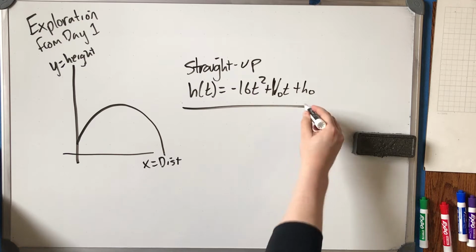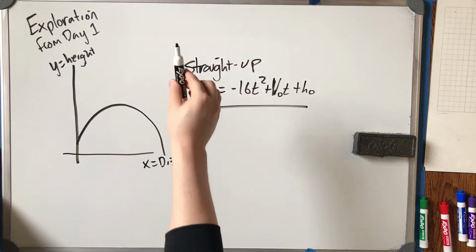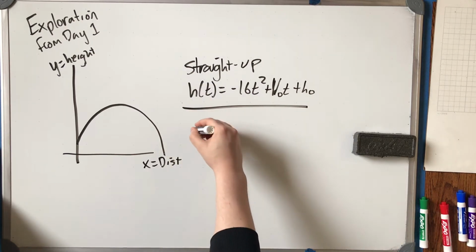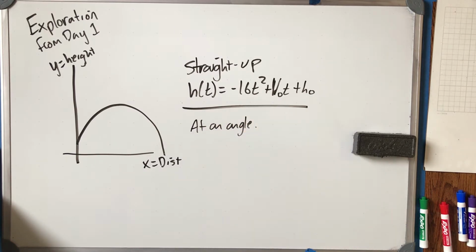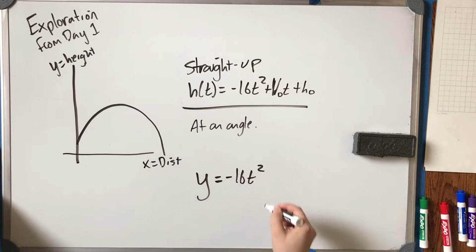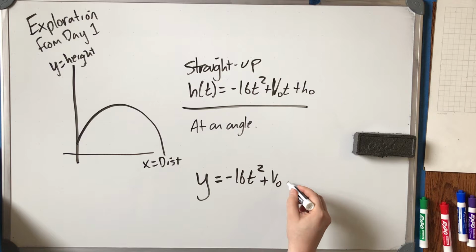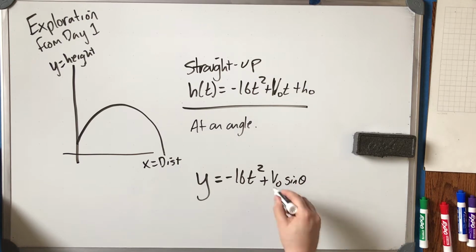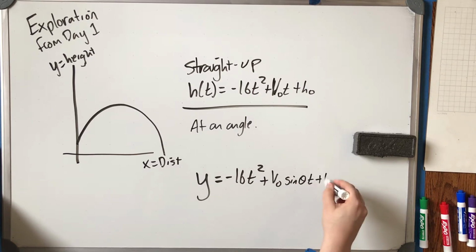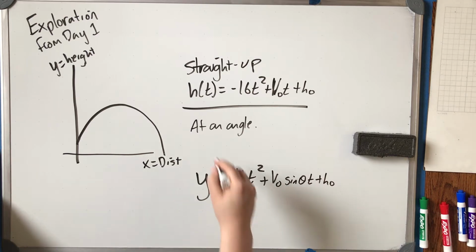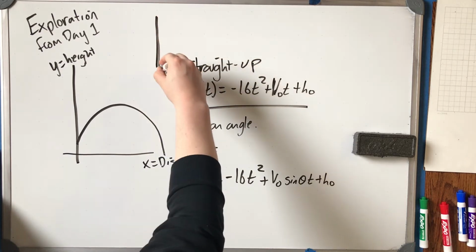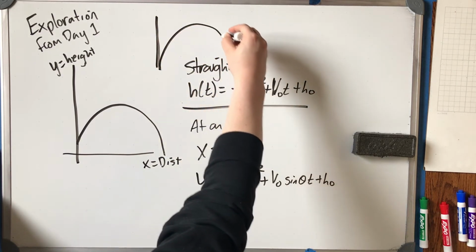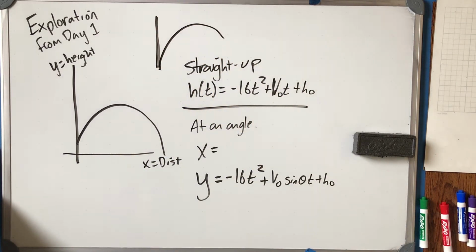What we're going to do is allow us to not just throw it straight up, but throw it at an angle as well. At an angle, the y equation only changes slightly. It's still negative 16 t squared. It still has initial velocity, but this time, in order to account for the angle, we include a sine theta times t plus an initial velocity. We also have an x equation now, because we're not just going straight up and down and straight back. We're going to actually travel in the horizontal direction.